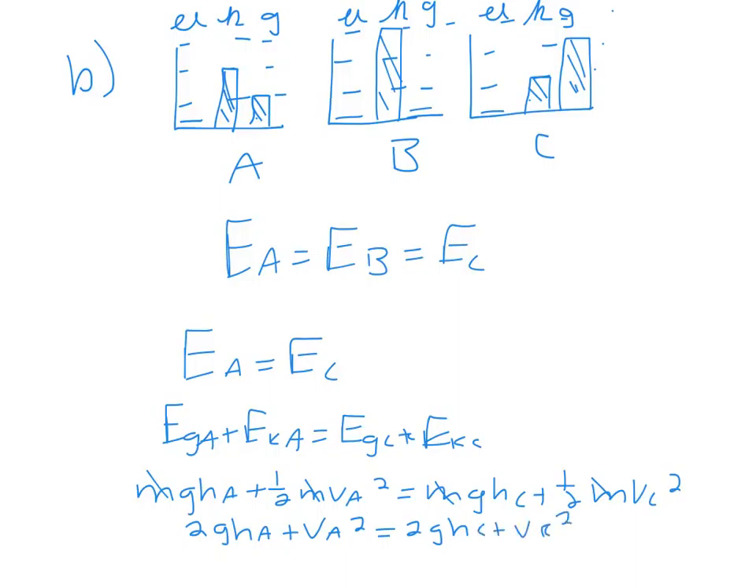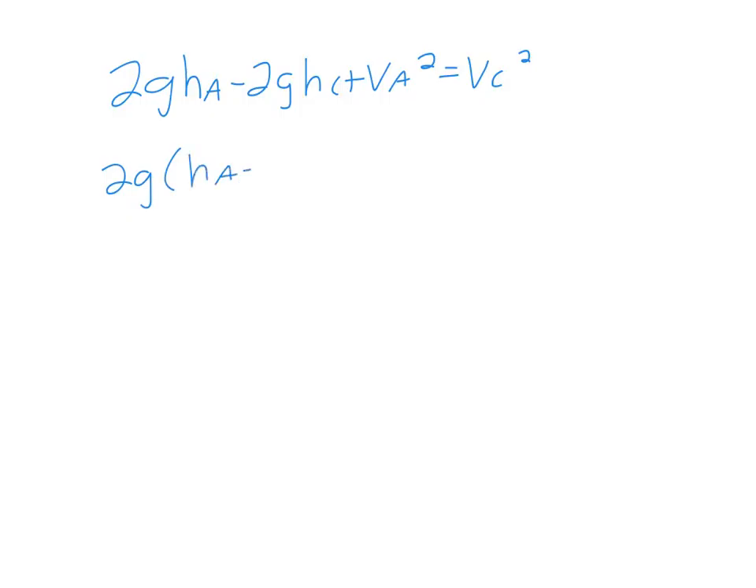This is simply an energy problem. The only unknown here is VC. So isolating that, we get 2g height at A minus 2g height at C plus VA squared equals VC squared. So 2g, just factoring this out, HA minus HC, plus VA squared equals VC squared.